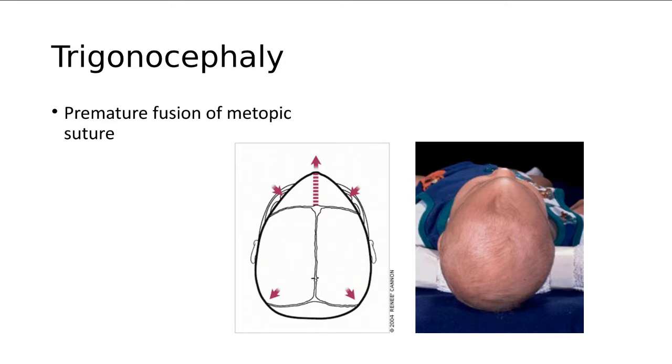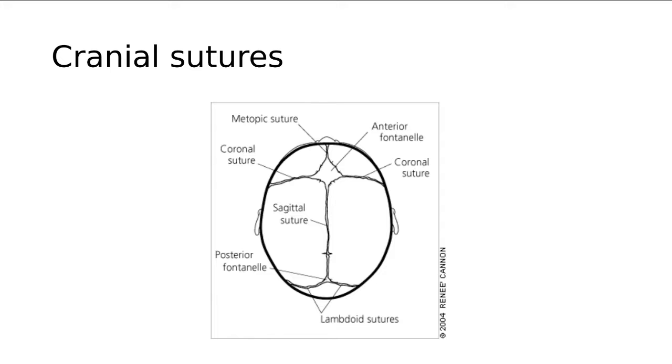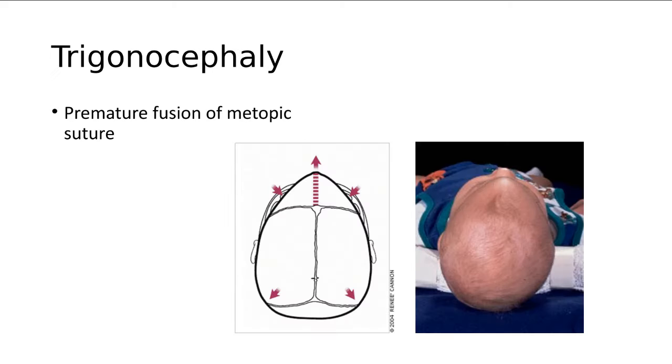So we met this in the previous lecture. If we have premature fusion of a suture, then there is restricted head growth perpendicular to that suture. So where we have premature fusion of the metopic suture, there's restricted head growth perpendicular to the metopic suture. So you end up with a triangular shaped forehead, and this is called trigonocephaly.